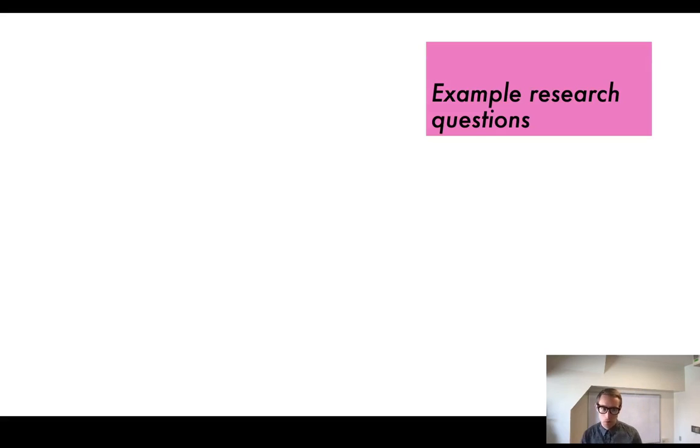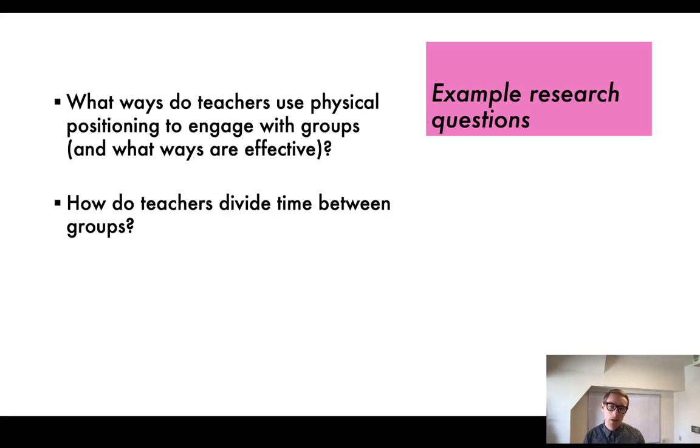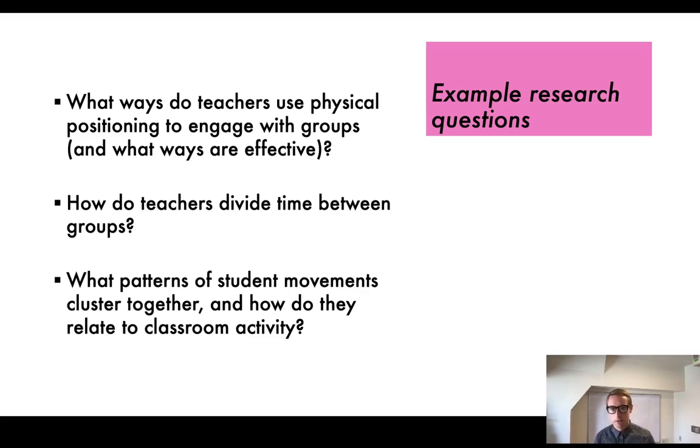So some of the example research questions that we're looking at from both a qualitative perspective and an AI-driven kind of perspective are things like, what ways do teachers use physical positioning to engage with groups? And among those ways, what ways are effective? And maybe how do teachers divide time between different groups? This isn't solely group-oriented work, but a lot of it is. And there's some interesting patterns with how that affects the group development and which students take leadership in a group discussion and things like that.